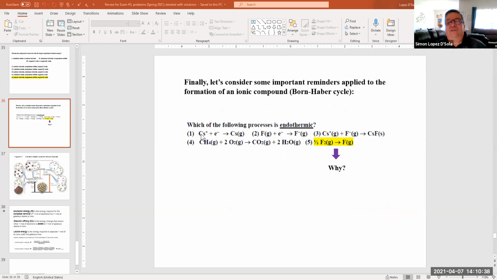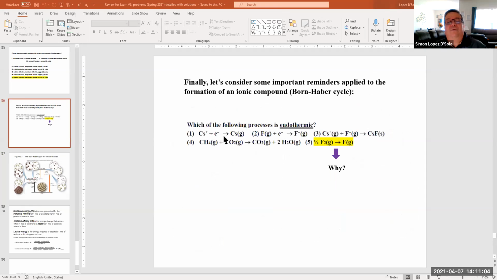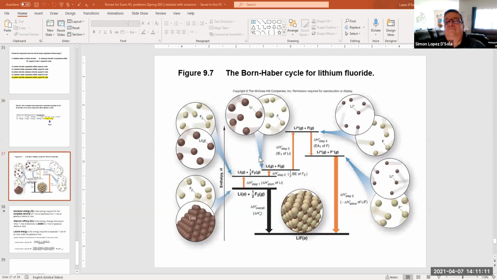So in the first case, cesium plus one electron, is it endothermic or exothermic? If you go on the analysis here, it is similar to passing lithium plus to lithium gas, here cesium plus to cesium gas. In the second case, it's like passing lithium plus to lithium gas. So the reverse process, the difference in between the two.